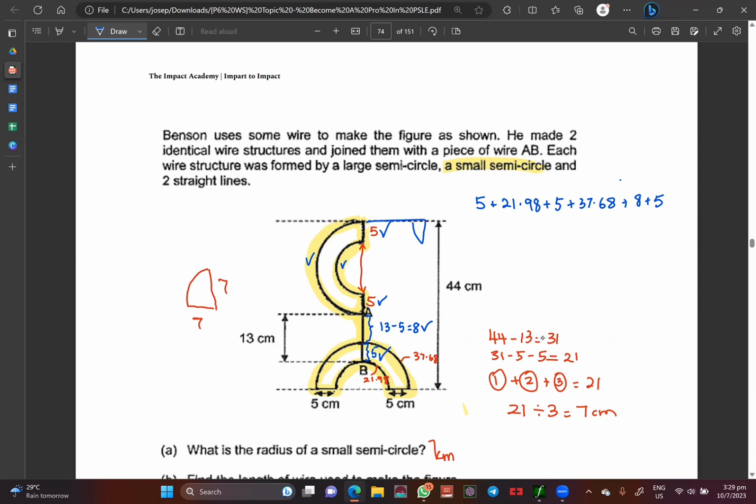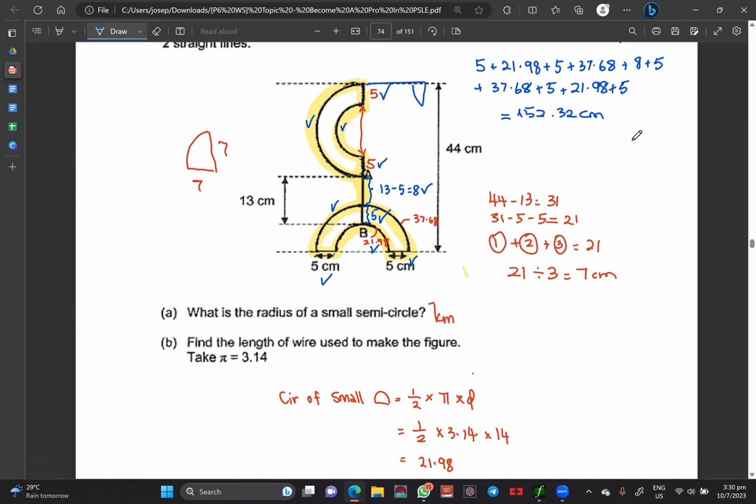Now, then we find the big semicircle, same thing. I plus 37.68 again. So what I'm going to do is I'm going to check it off again. True? All right, then after that, I plus 5. And then after that, I plus 21.98, and I check it off again. And then I plus 5 again. Okay, so when you add them up together, you will get 152.32. All right, so 152.32 is basically the length of the wire used to make the figure.